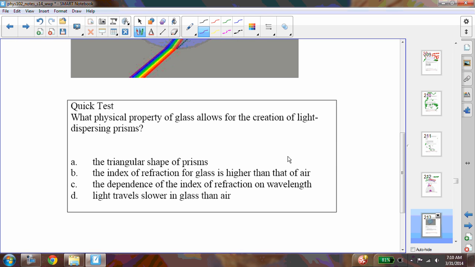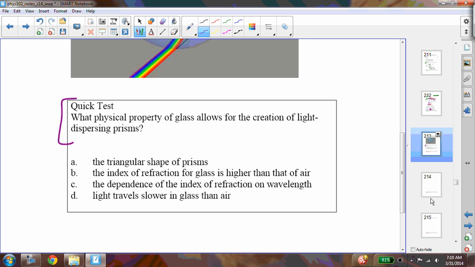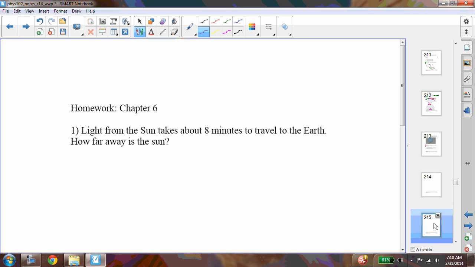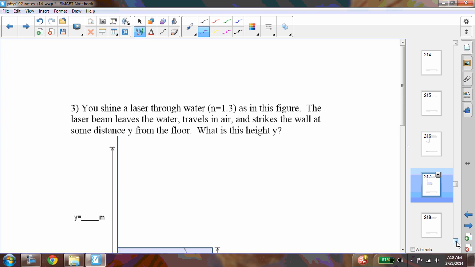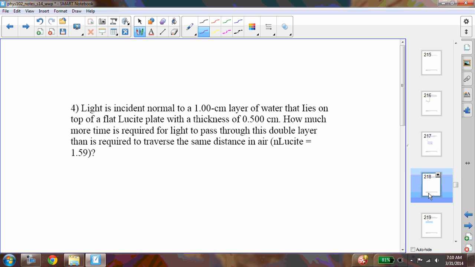All right, what physical property of glass allows for the creation of light dispersing prisms? I'll leave that with you to do on your own. And I believe that's the end of chapter 6. Most of these problems are fairly simple, but you should certainly work through them. Really, chapter 6 is meant as a prelude to chapter 7, which we'll get into next, and chapter 8.